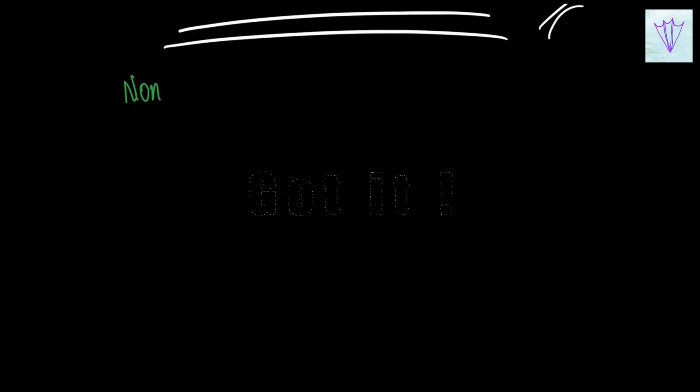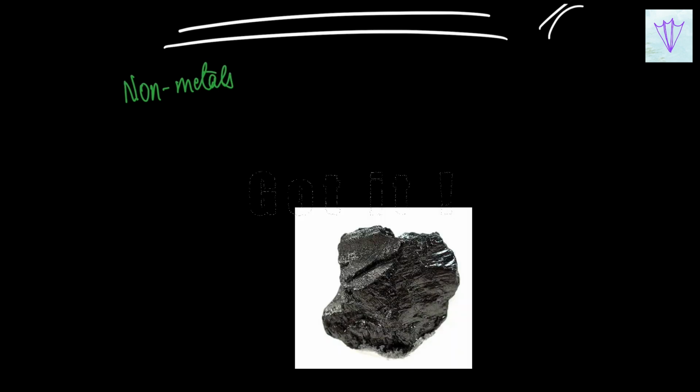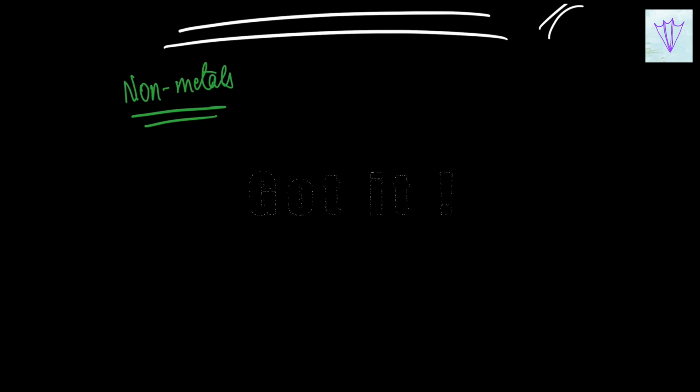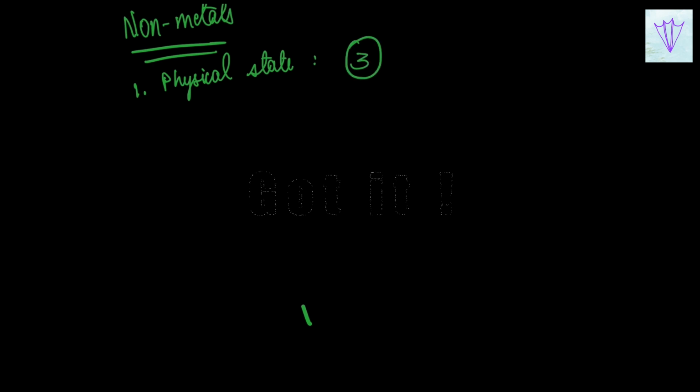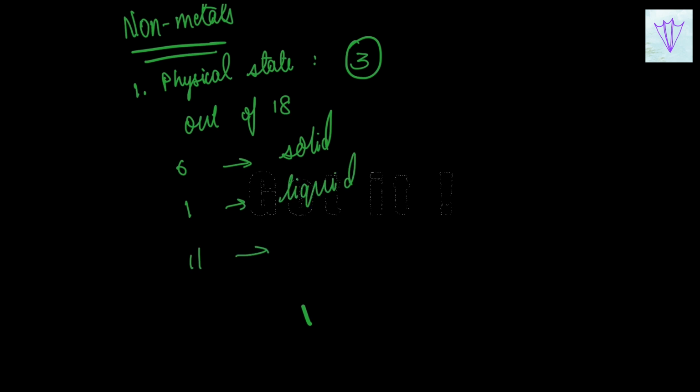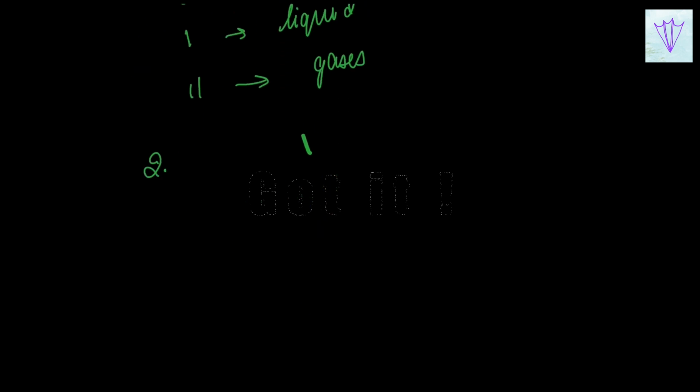Now we'll study about non-metals. Non-metals are usually opposite to metals in their characteristics. The important physical properties of non-metals are, the first one is physical state. Non-metals are found in all the three states of matter. Out of 18 non-metals, 6 are solid at room temperature, 1 is liquid at room temperature, and 11 are in gaseous state.